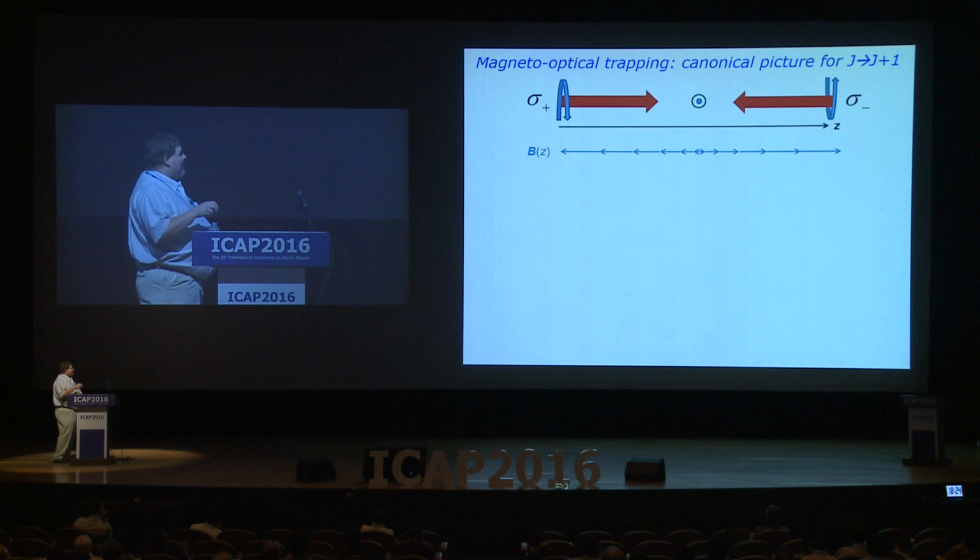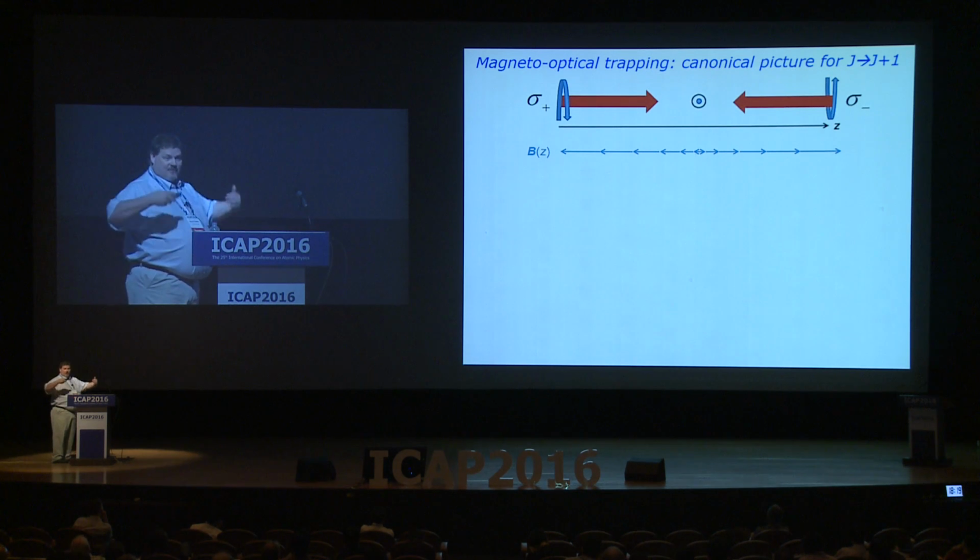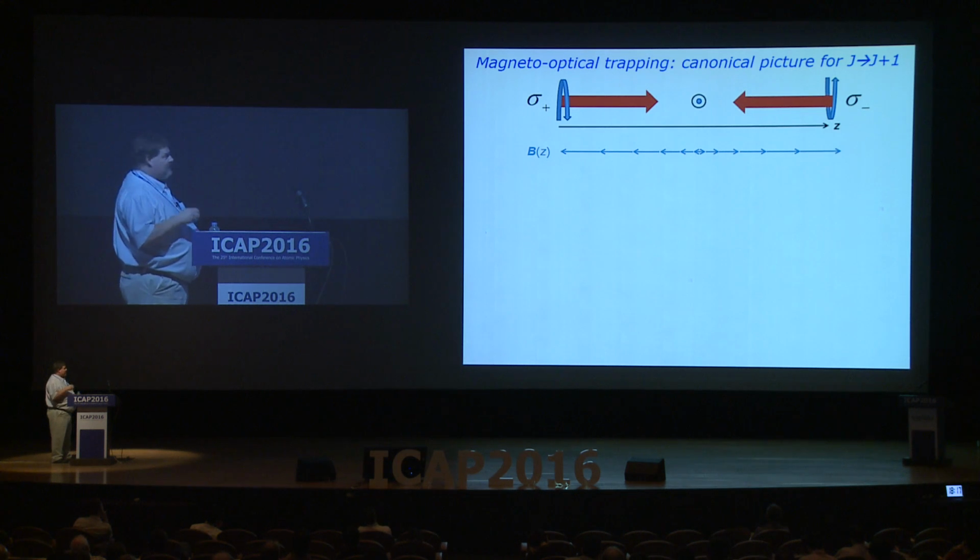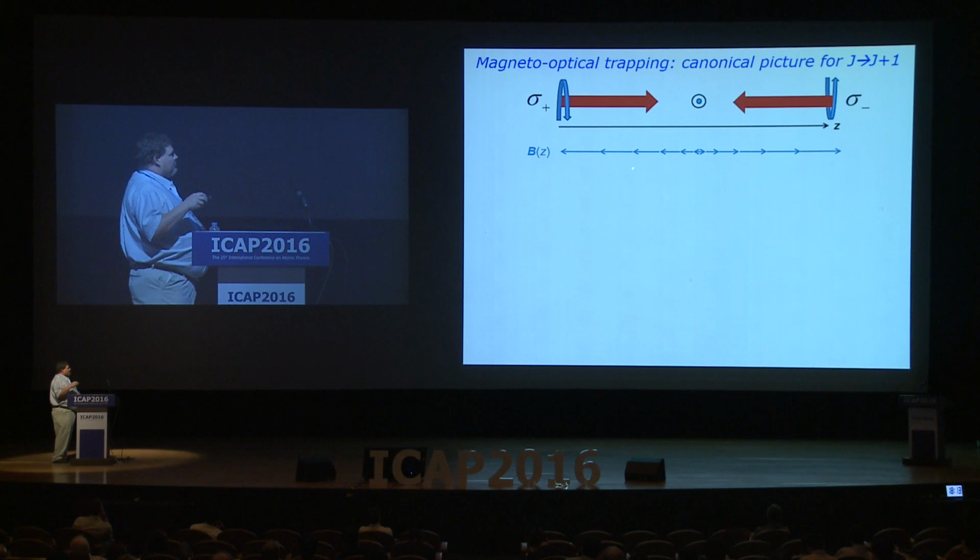Okay, so we have slow molecules. Now what we'd like to do is to load them into a magneto-optical trap. You can see we're just following the historical pathway of atomic trapping and cooling. And let's just remember how a MOT is supposed to work.